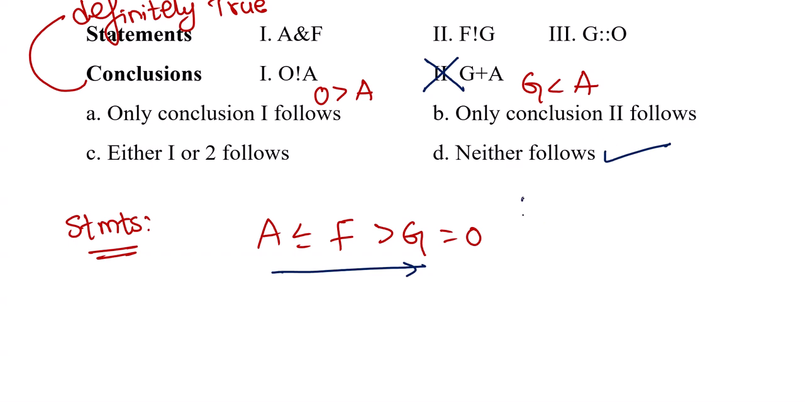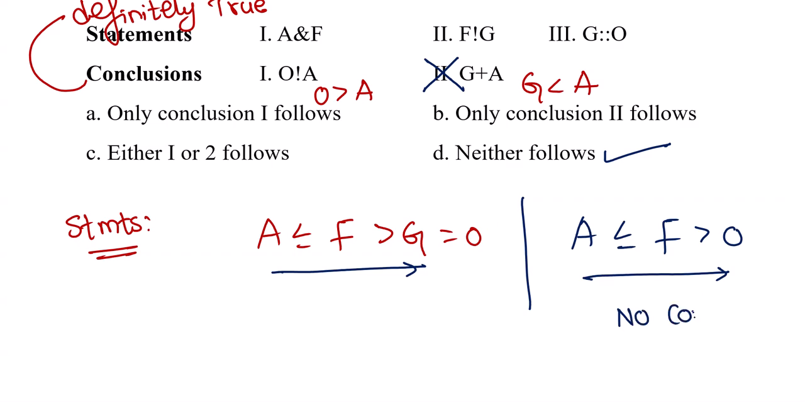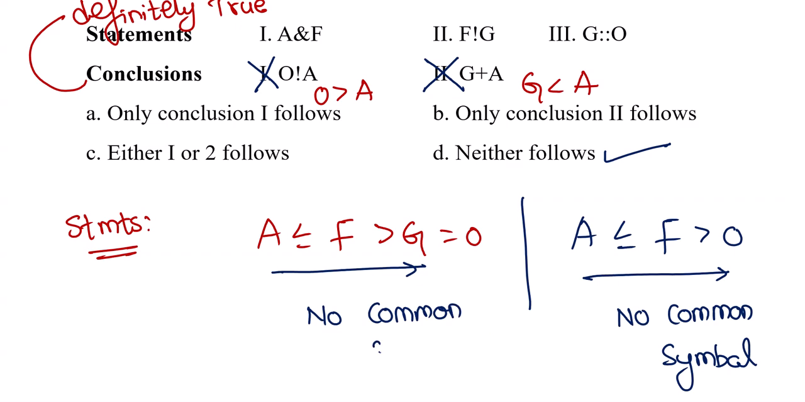Second one wrong. Next one, as G equal to O, in place of G, I can put O. Again, between A and O, is there any common symbol? No common symbol. When there is no common symbol, I cannot give the relation between O and A. Why, sir? What is your issue, sir? I'll show in a diagrammatical way as well. No common symbol, so I cannot say definitely true, there might be many possibilities. How, sir? I'll show in simple.